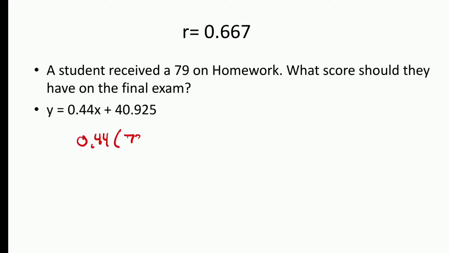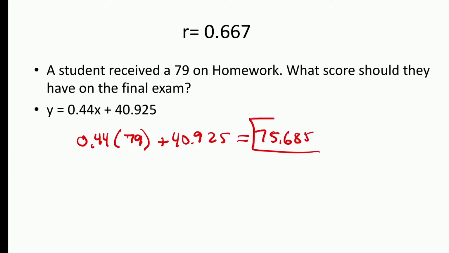0.44 times 79 plus 40.925. That's going to be my prediction for what I think a person who gets a 79 on the homework would get on the final. So that's a 75.685. So that would be my prediction. It would be interesting for me to do this for all of you, make predictions, and see how close I am for your actual final exam.